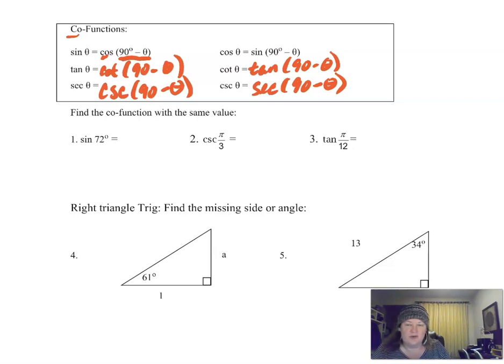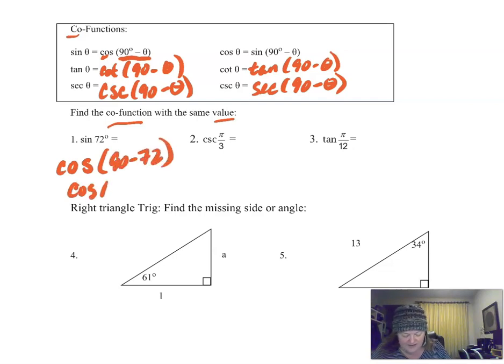Okay, so here's an example of things that they could ask you. So what's the cofunction with the same value? So that means the same fraction. So it's got a sine. I'm going to write cosine. And then the angle is going to be 90 minus 72. So that's going to be cosine of 18, which should be exactly the same value if I were to do a triangle as sine of 72.